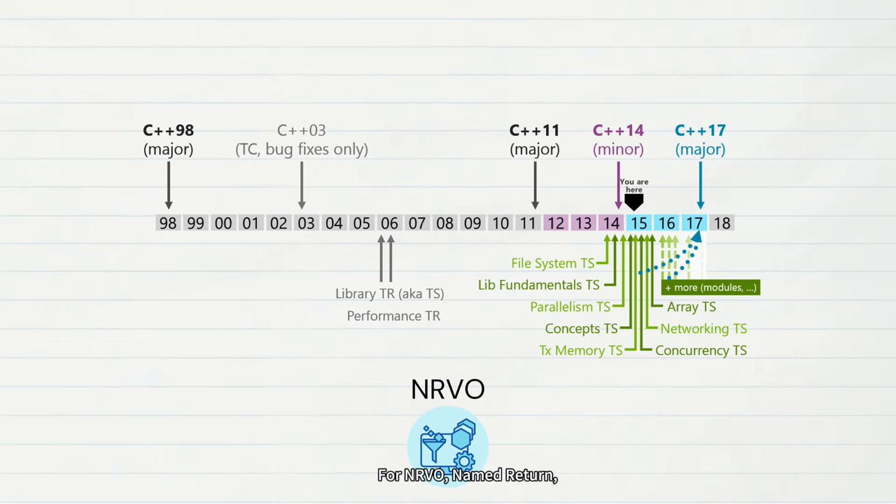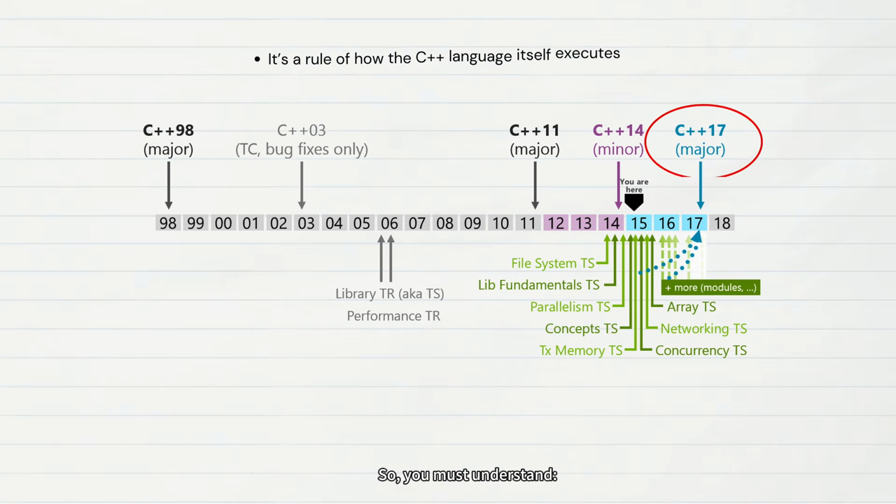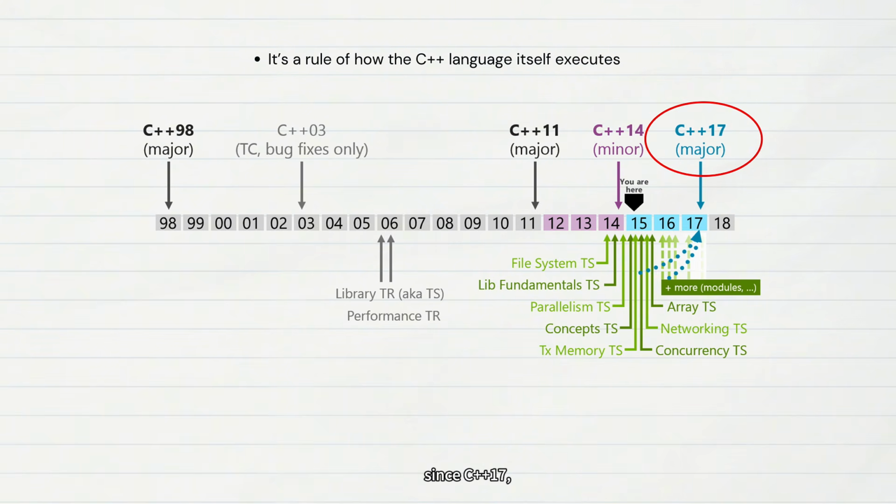For NRVO, named return, it hasn't been made mandatory by the standard, but modern mainstream compilers aggressively optimize it by default. So in day-to-day development, you don't need to worry about copies or moves being triggered. So you must understand, since C++17, this is no longer a matter of the compiler's kindness in optimizing. It's a rule of how the C++ language itself executes.